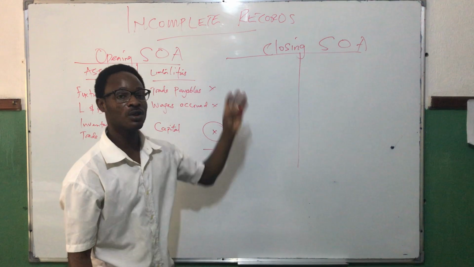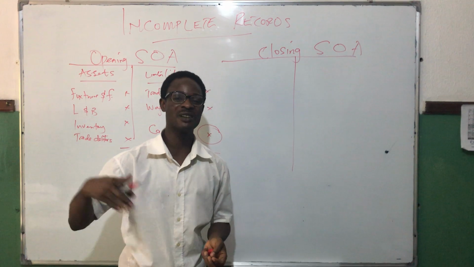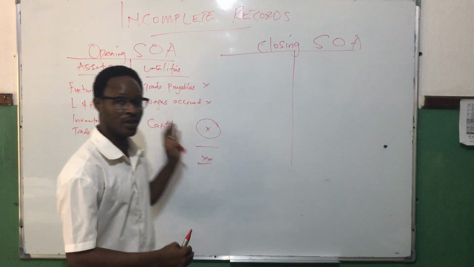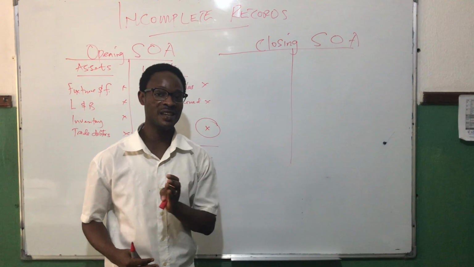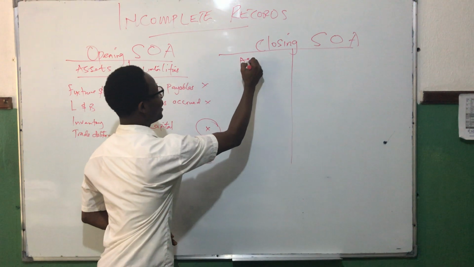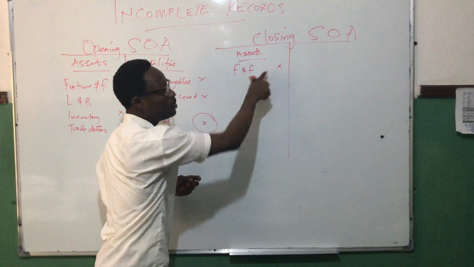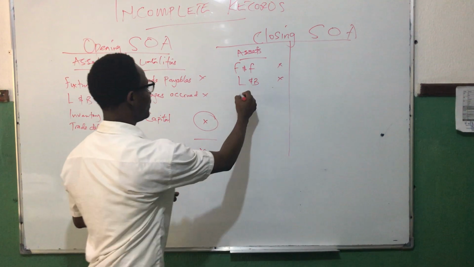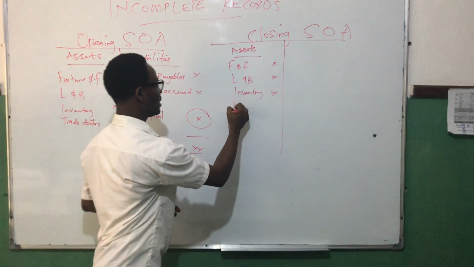We go to the closing statement of affairs too. The same thing, only that the information we are using now is the closing information. If you don't forget, we used January 1, 2019 for the opening statement of affairs, and we're now using 31st December 2019 information for the closing statement of affairs. So we have the assets: fixtures and fittings, the closing value; land and buildings, the closing value; then inventory, the closing value; then trade debtors, the closing value.